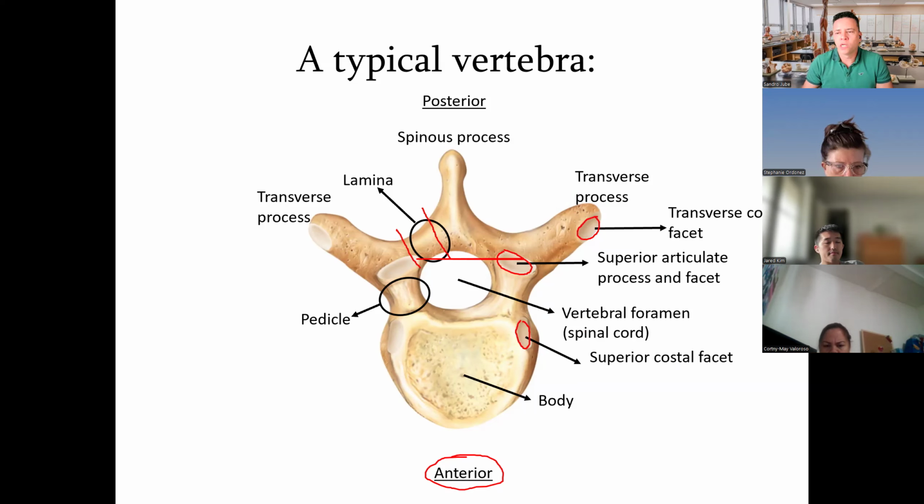Now, again, what is going to articulate with these facets, folks? The ribs and another vertebra. This superior articular process and facet right here, guys, is what allows this: imagine my finger here is one vertebra, and these 2 fingers here are the superior articular process and facet. They're going to come in and touch, and lock in place by articulating within those facets.